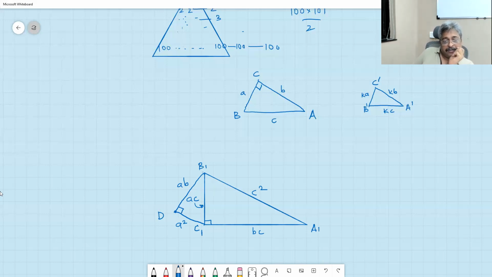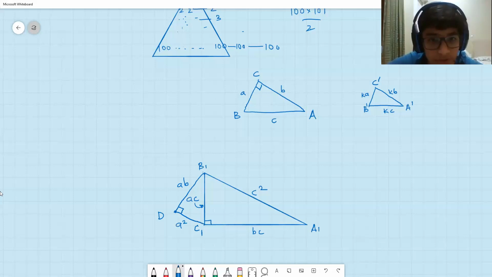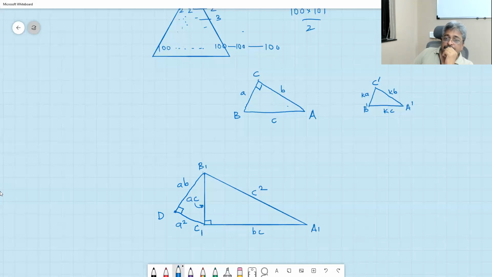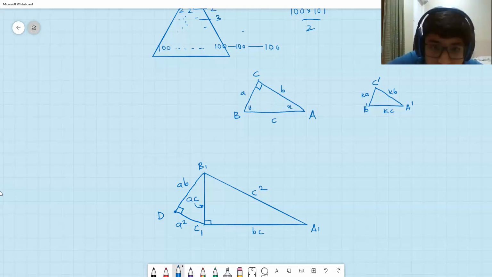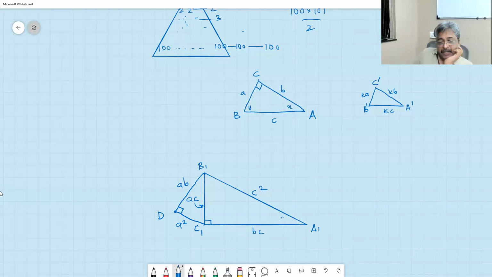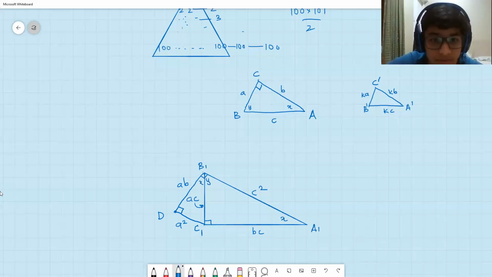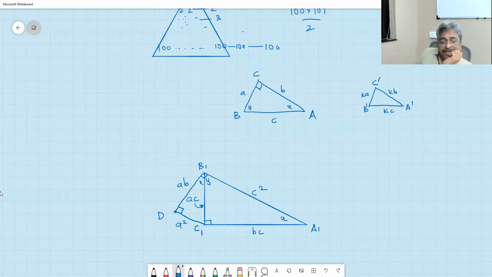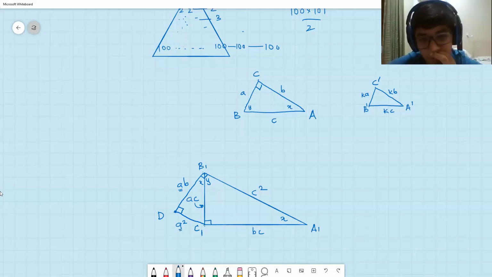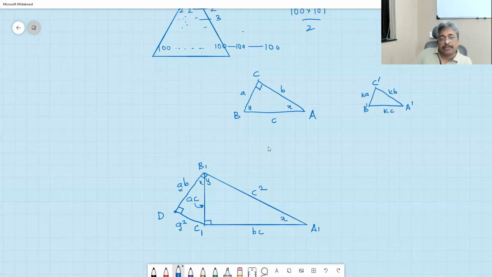Is D right angle? Yes. Sir, A square and AB have been interchanged. No, it is correct. This is X, this is Y, so X plus Y is 90. But I'm talking about B1, D, C1 in that diagram. In B1 D C1, this side is AC, this side is A square, and this side is AB. Multiplier is A. Okay, sir, got it. Understood up to this point.